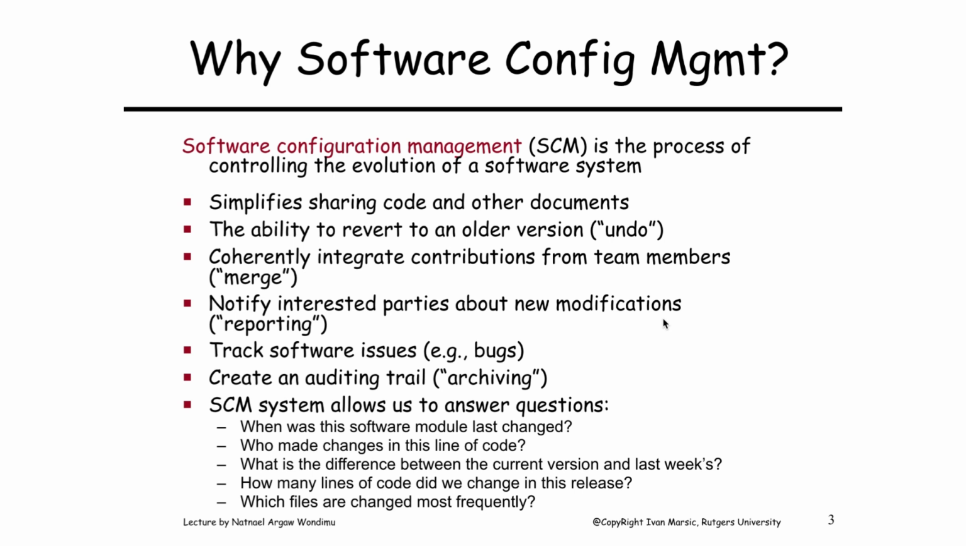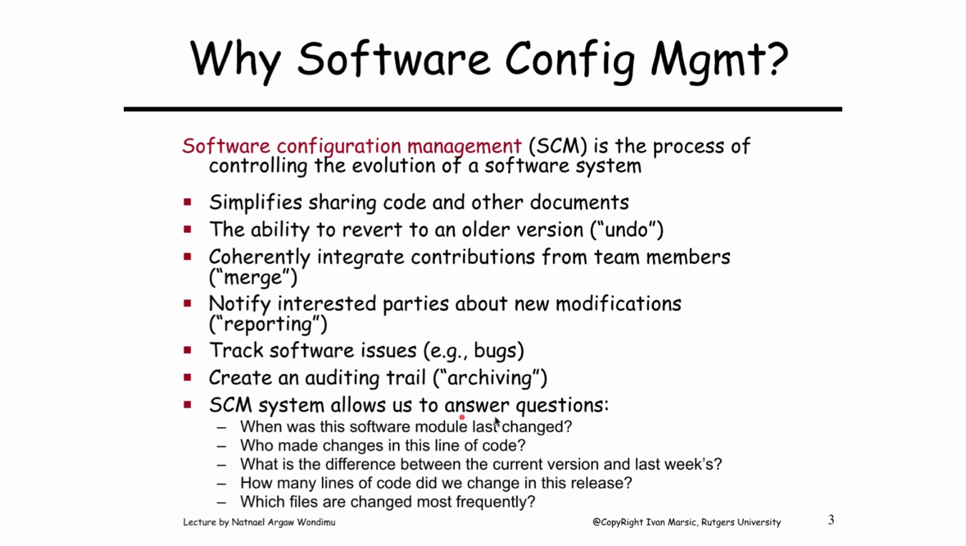The other importance of software configuration management is that it helps us create an audit trail or archiving. When we say audit trail, it's also known as an audit log or audit history, and it refers to the chronological record of activities or events that have occurred within a system, application, or process. The main purpose of an audit trail is to serve as a detailed and sequential documentation of actions taken, changes made, and transactions performed within a specific context.